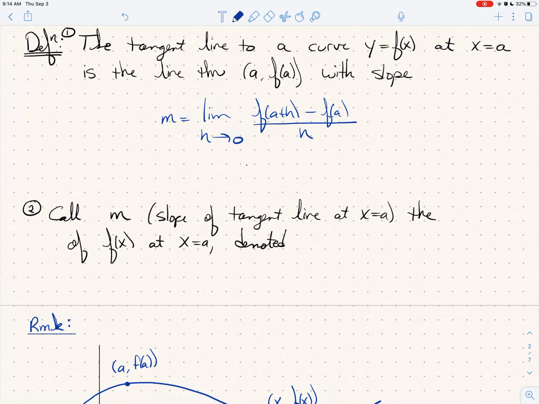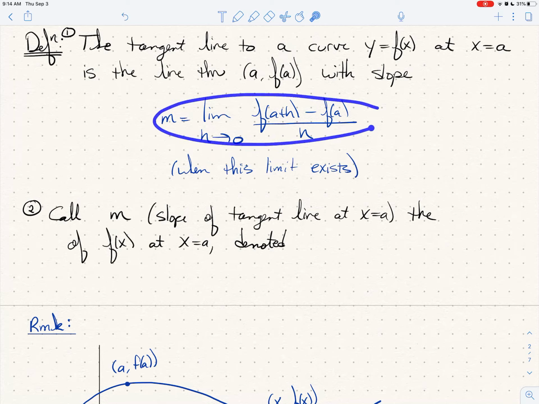And I need to add that this is when the limit exists. So if this limit doesn't exist, then there is no tangent line to this curve at this point. And that happens. We'll see examples of when that happens. We're going to be able to recognize that visually pretty quickly later on.